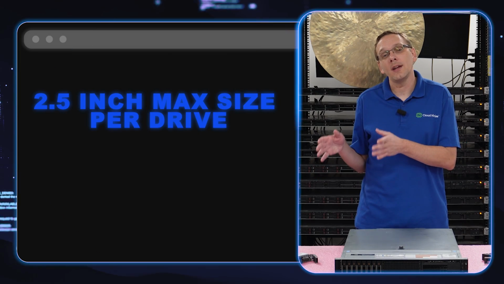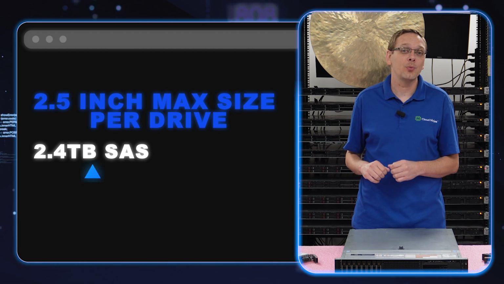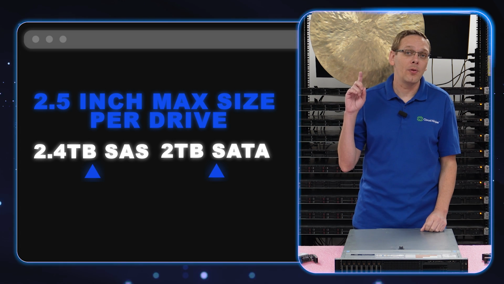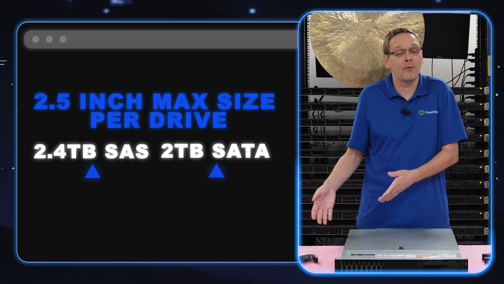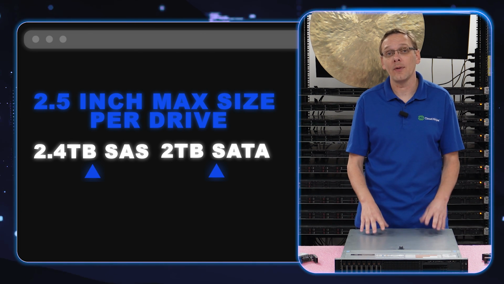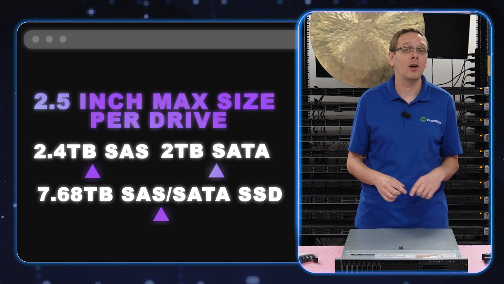All right, so for a small form factor hard drive on the SAS side, you're going to get 2.4 terabytes versus a SATA hard drive, you get 2 terabytes. Now, the advantage for solid state drives is not only do they perform better and they're more reliable, you can get more scalability on the small form factor. So you get 7.68 terabytes on both SAS or SATA solid state drives.